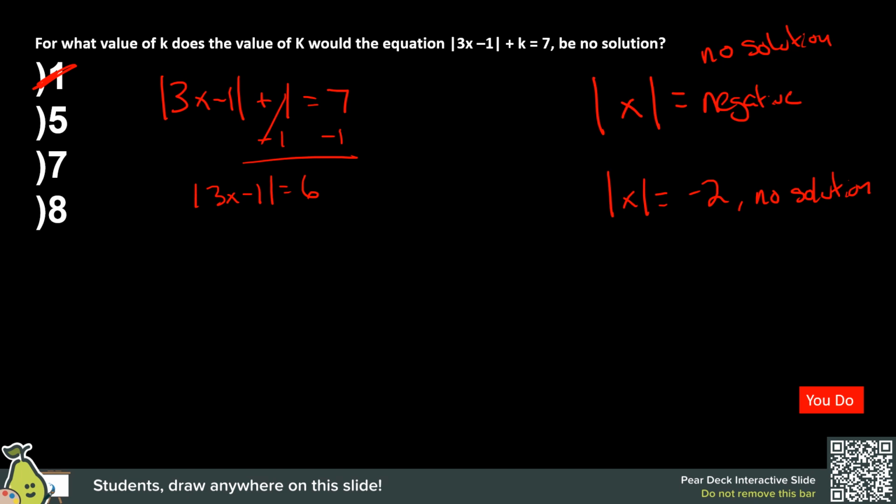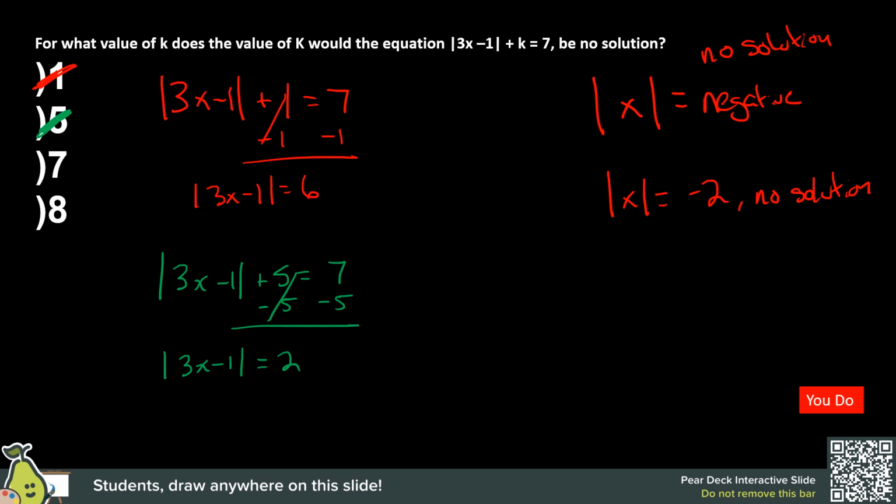What about 5? Okay, let's try 5. If I do the absolute value of 3x minus 1, okay, plus 5 equals 7. I can subtract 5 from both sides, and I get the absolute value of 3x minus 1 is equal to 2. Well, 2 is positive, so this will also give me an answer. Actually, it wouldn't be a fraction. It would be actually a whole number, which still works. But either way, we can't do this.